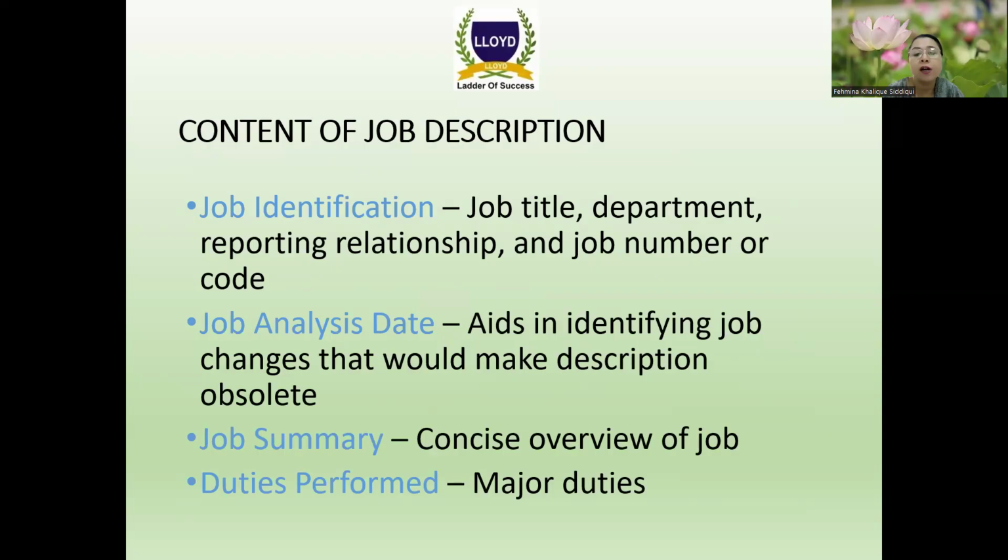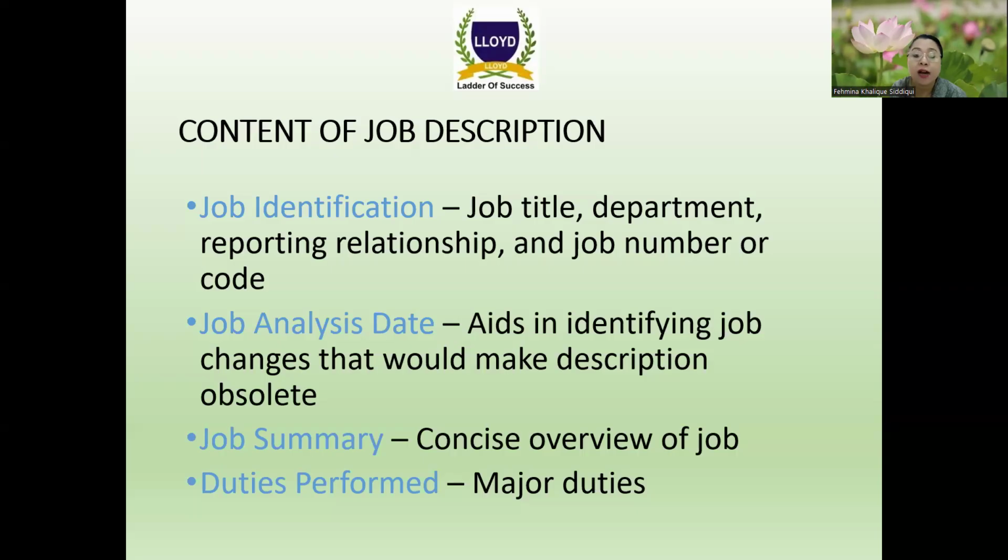So what are the contents of a job description? A job description may consist of job identification, like the job title, which department, the reporting relationship, and job number or job code. It can also be an employee code that has to be written in the job identification. Second is the job analysis date. When is the job analysis being performed? It aids in identifying job changes that would make a job description obsolete.